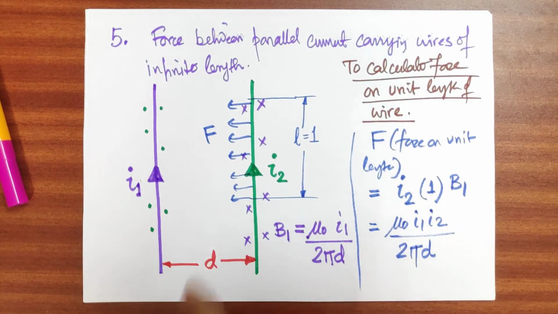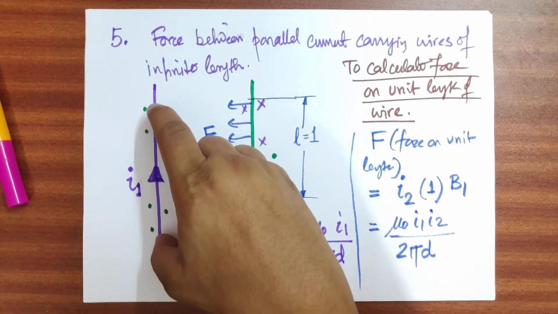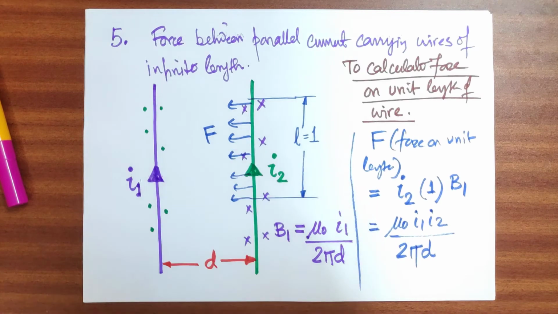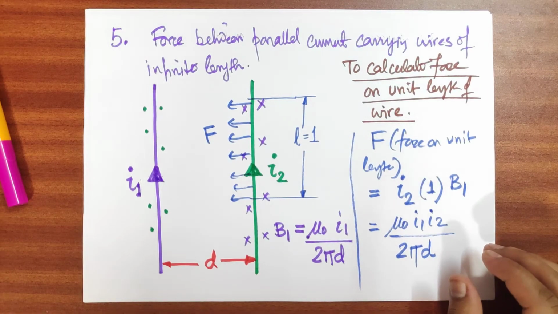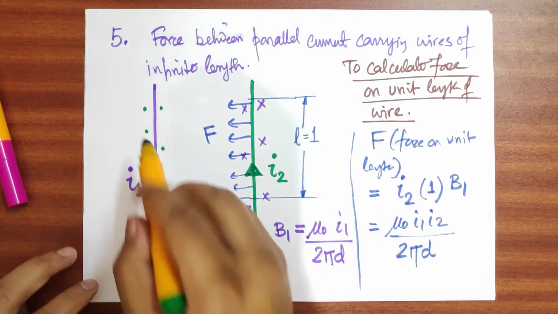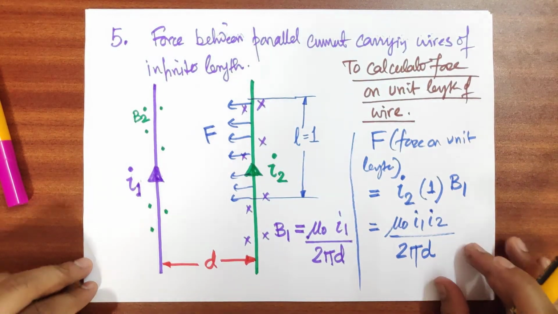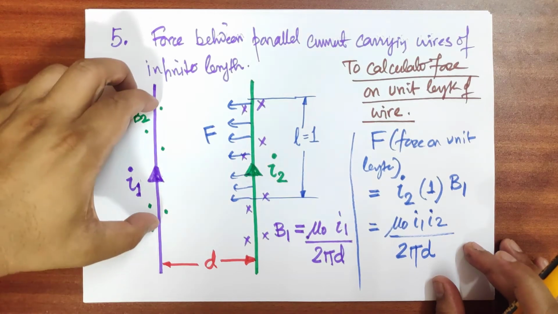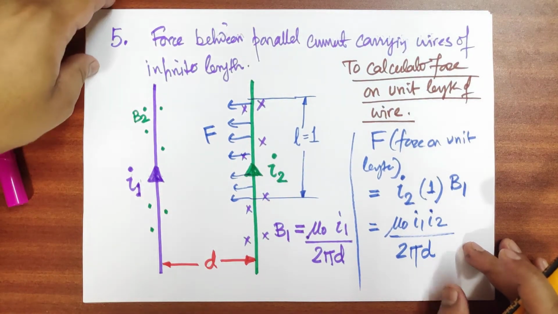You could have found the same answer in the reverse way. That means you could have found the force on length 1 of this purple wire, and you will get the same answer. Then you have to find the field B2, this dot field, and this current multiplied by length 1 multiplied by B2 would give you the same result.